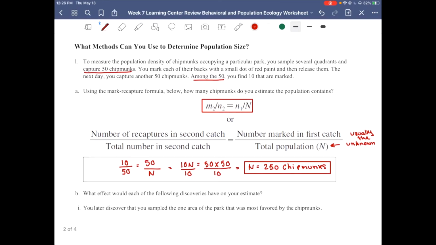All right, so we're going to be looking at more questions. Later we discover that you've sampled the one area in the park that was most favored by the chipmunks. So what effect would this have on our estimate? This new information tells us that the area we picked is preferred by chipmunks way more than any other area. So how would this affect our discovery? Would our estimate of the population be larger than it actually is, or would it be smaller?